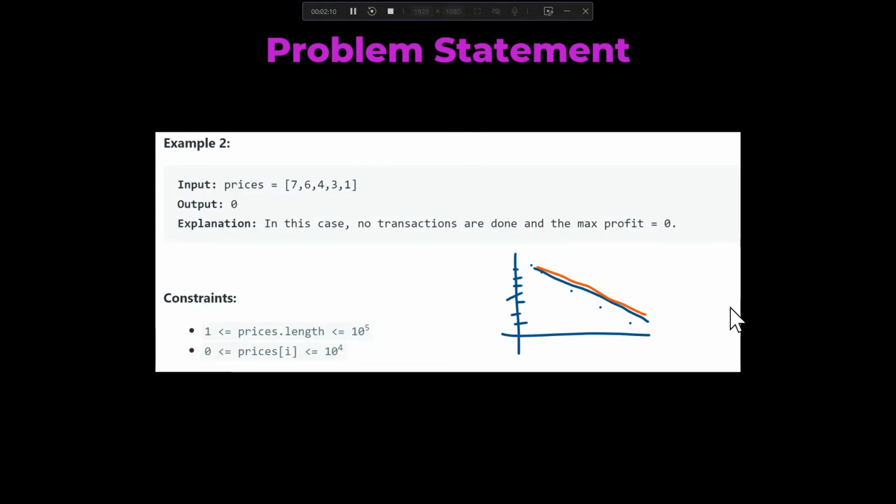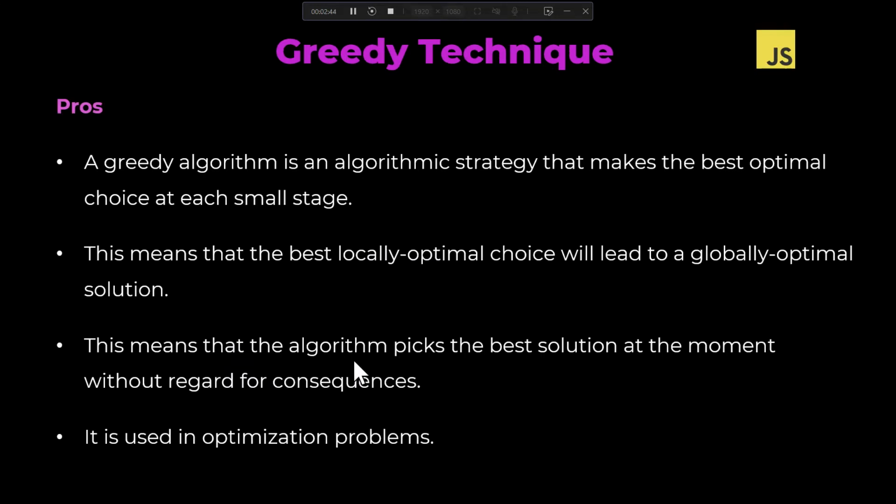Let's have a look at example 2. In this example, you can see that the prices are decreasing, and so regardless of what day we buy, we are not going to make any profit. Let's say we buy on day 6 and sell on day 7, the profit is going to be at least minus 1, which is less than 0, so the maximum profit is 0. The constraints here: the prices length is between 1 and 10 to the power 5, and the price value itself is between 0 and 10 to the power 4. So let's have a look.